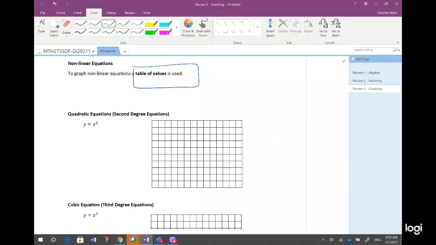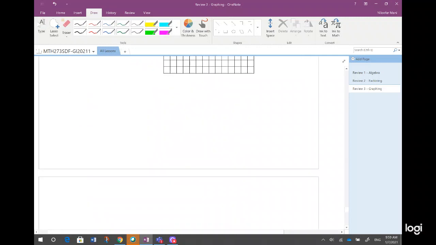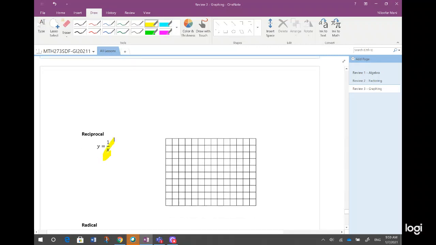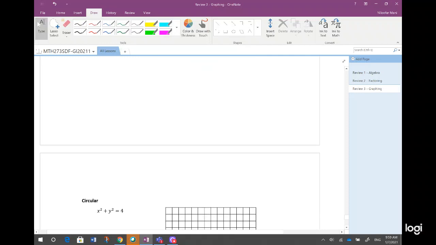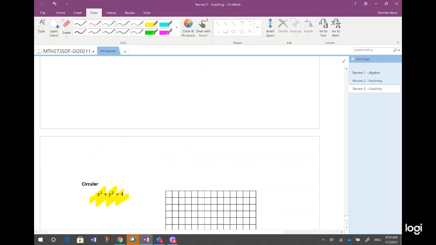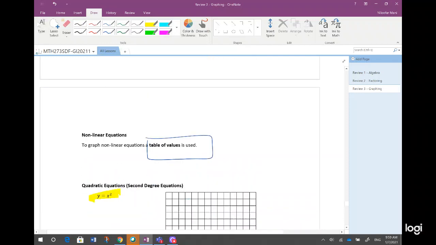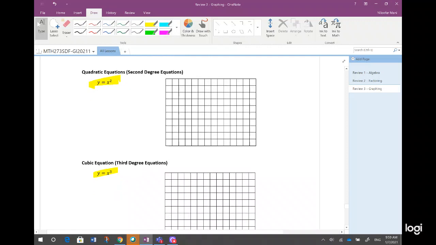So in this case you can see y equal x squared, y equal x power 3, cube, and then this one, radical, and then a circle. These are not really hard to graph, because they just go through 0 and 0, they just touch the origin. So it doesn't matter.